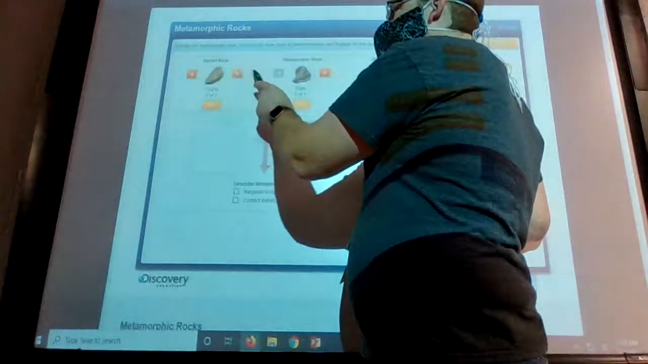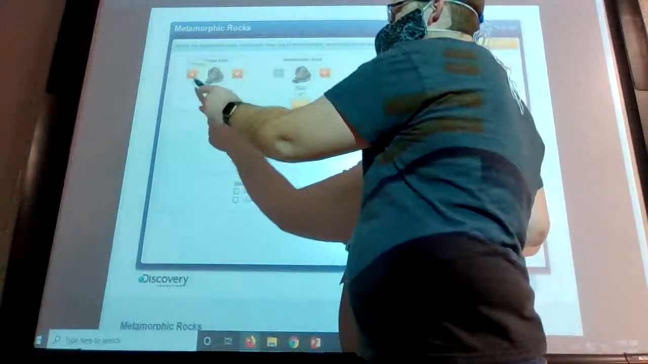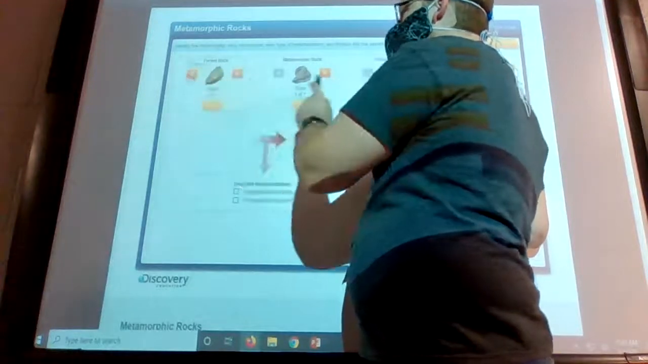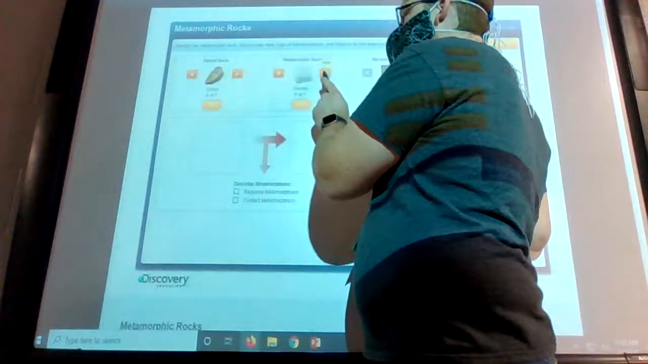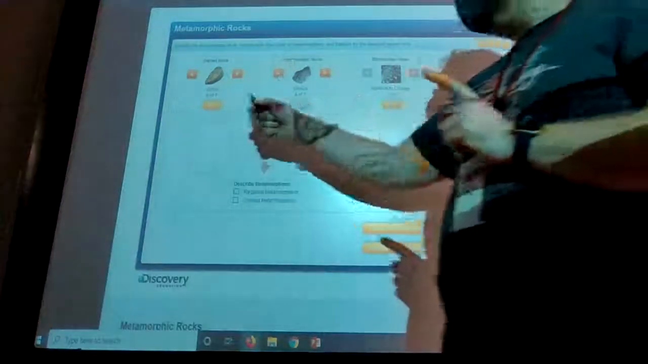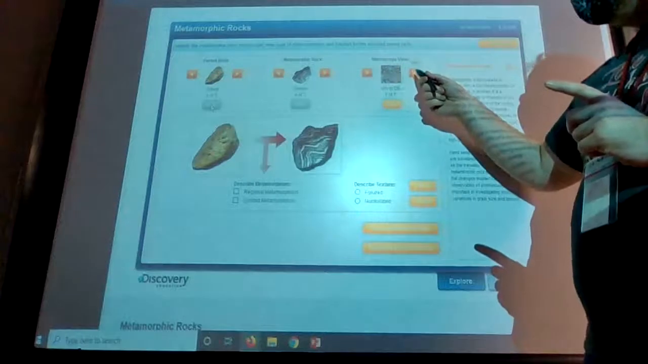And let's see what else we got. Schist. No, slate. Slate I did to phyllite. Schist will turn into gneiss. Schist will turn into gneiss.